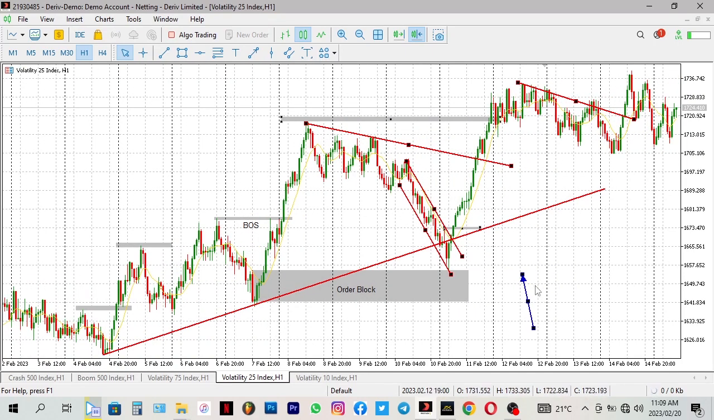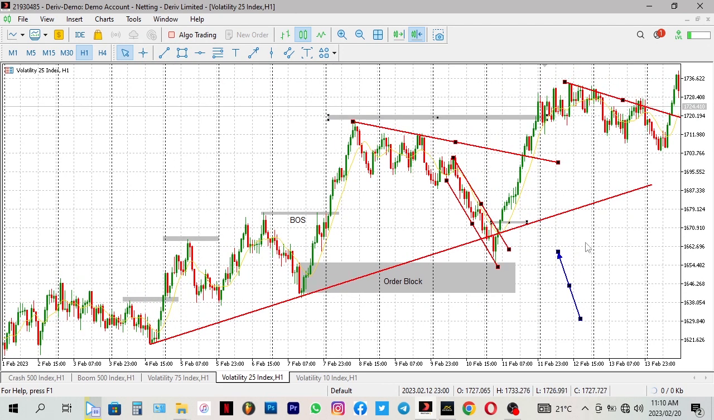We can see that the market created an order block and also a break of structure. Then it went back to test the break of structure. And as a diagonal trend line trader, we also have a first touch, second touch, and third touch.